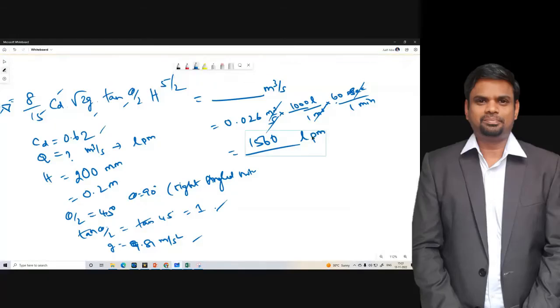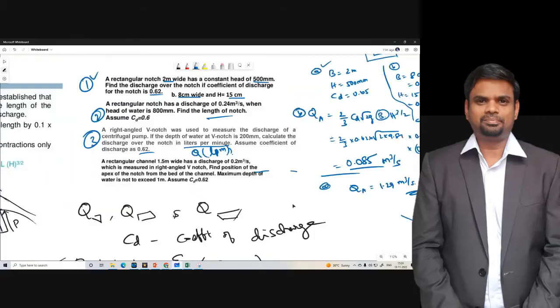So next, we have another problem, a simple one. This is the fourth problem. A rectangular channel 1.5 meters wide has a discharge of 0.2 meter cube per second, which is measured in the right angled V notch. Find the position of the apex of the notch from the bed of the channel. The maximum depth of the water is not to exceed 1 meter. Assume Cd equal to 0.62.